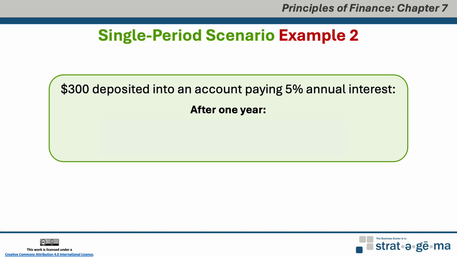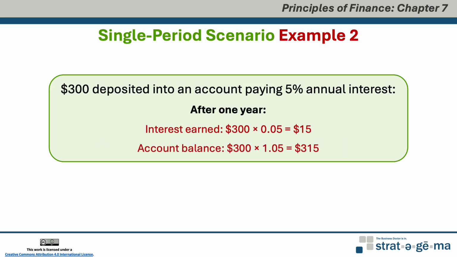For a second example, let's say you put $300 into an account that pays 5% annual interest. After 1 year, it doesn't matter the date, you'll have earned $15. So 5% on 300 is 15. Adding that to the original $300 gives you a balance at the end of 1 year of $315. You could shortcut that by taking $300 times 1.05. That will give you your ending balance.